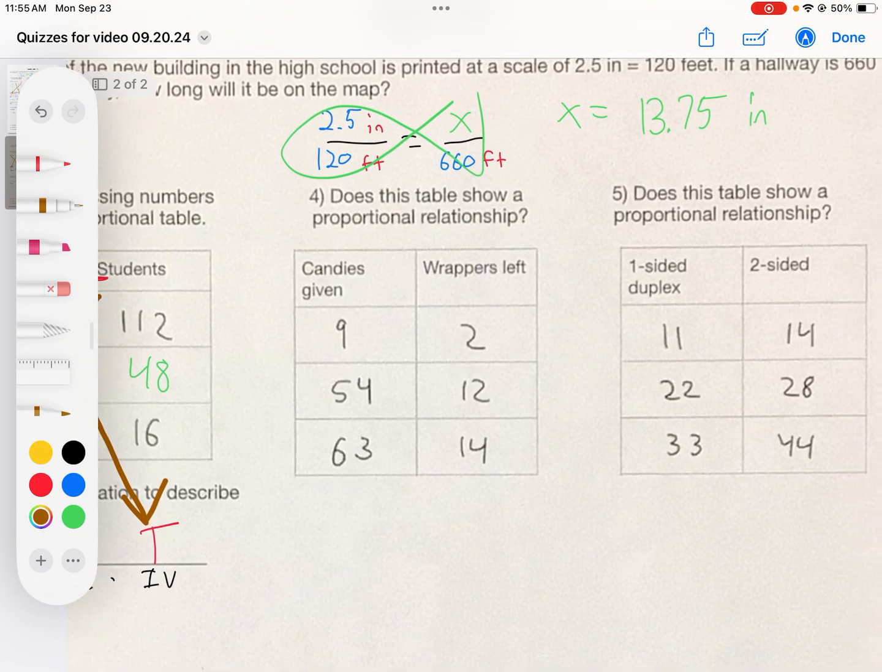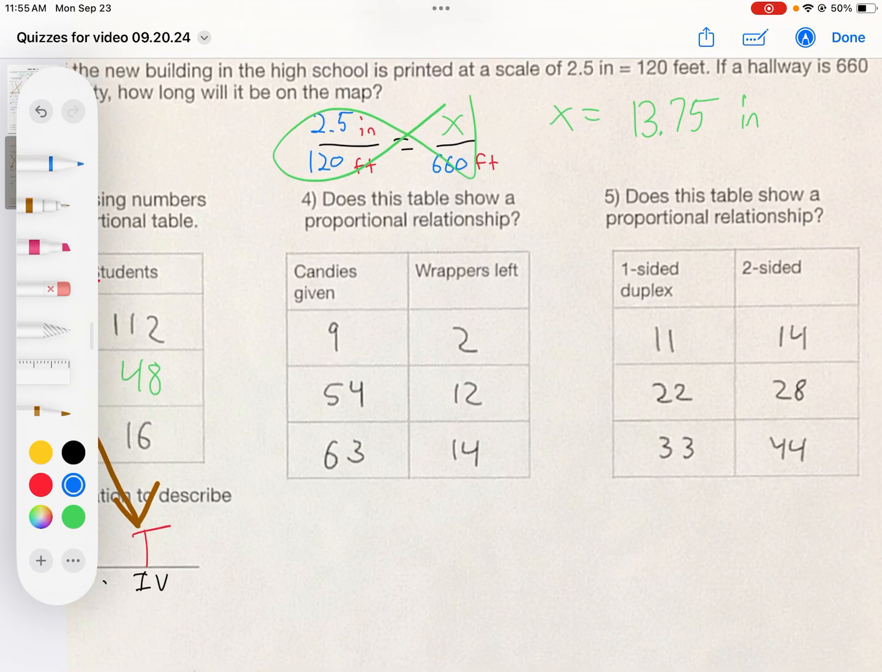So number 4, does this table show a proportional relationship? Again, we're just doing right divided by left here. 2 divided by 9 is 0.2 repeating. 12 divided by 54 is also 0.2 repeating. And 14 divided by 63 is also 0.2 repeating. So through all this, we got the exact same thing. We have a constant of 0.2 repeating. And by the way, I did see some people add an extra 2 to the end of these. That is not necessary. All you need, and we'll get to this on a later day in class, is the digit with the line over it.